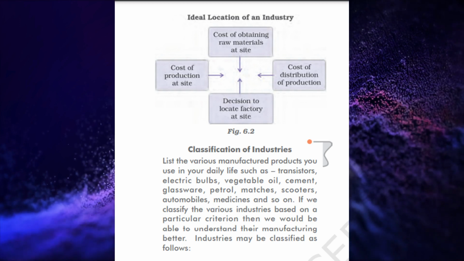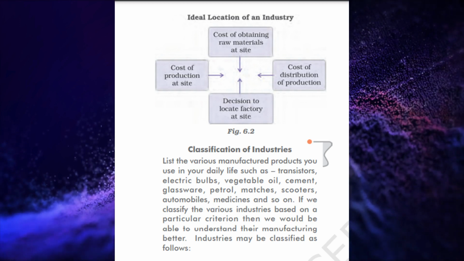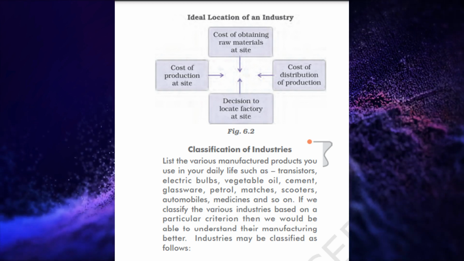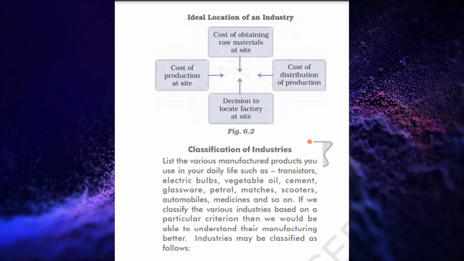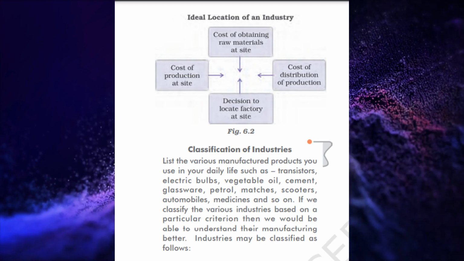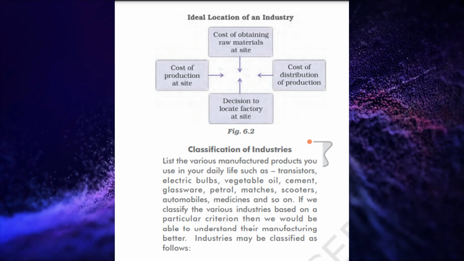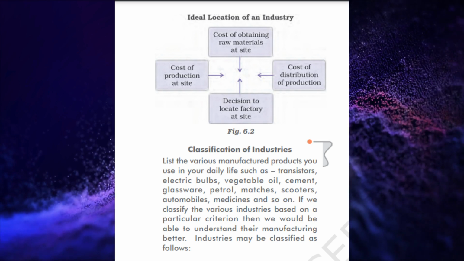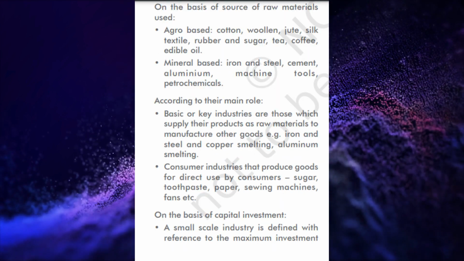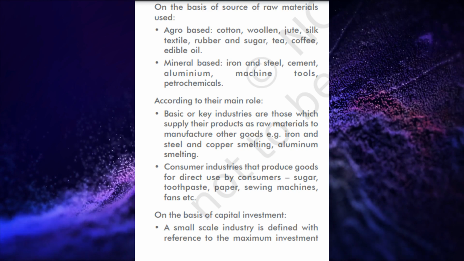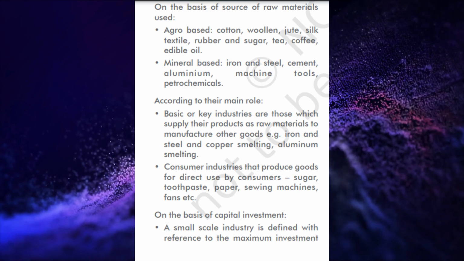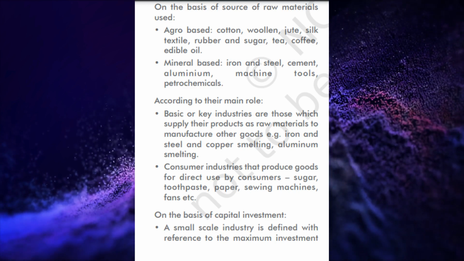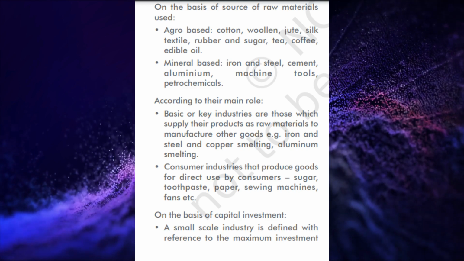Classification of industries. List the various manufactured products used in your daily life, such as transistors, electric bulbs, vegetable oil, cement, glassware, petrol, matches, scooters, automobiles, medicines, and so on. If we classify the various industries based on a particular criterion, then we would be able to understand their manufacturing better. Industries may be classified as follows, on the basis of source of raw materials used: agro-based, such as cotton, wool and jute, silk textile, rubber and sugar, tea, coffee, edible oil; mineral-based, such as iron and steel, cement, aluminium, machine tools, petrochemicals.